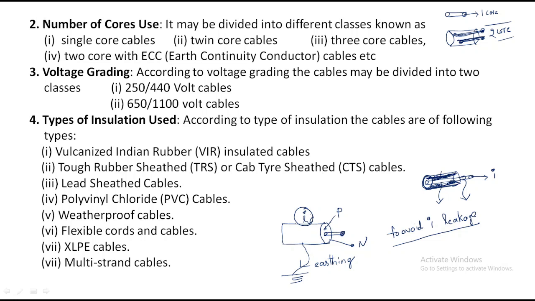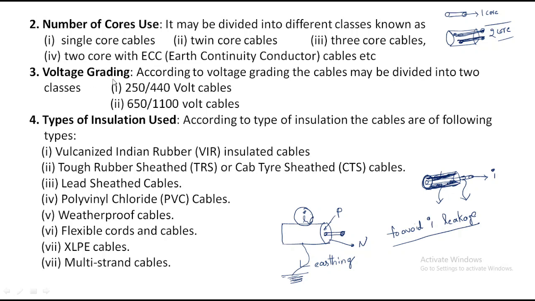Whenever current enters here, it goes into the ground. We already discussed earth leakage circuit breakers, right? In earthing we will discuss this deeply. That's why this is a two core cable with an earth continuity conductor, which is also one of the parts. Understand? So the number of cores used: single, twin, three, two, like that.